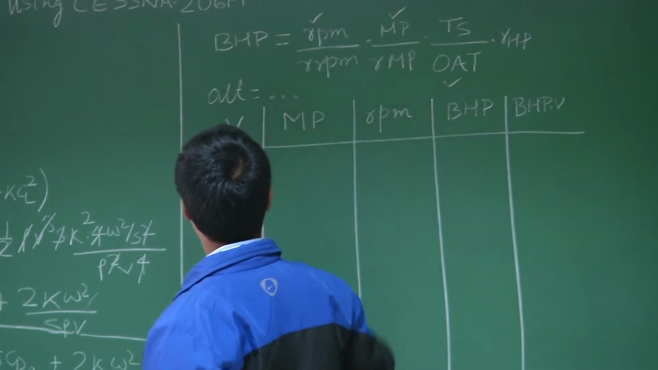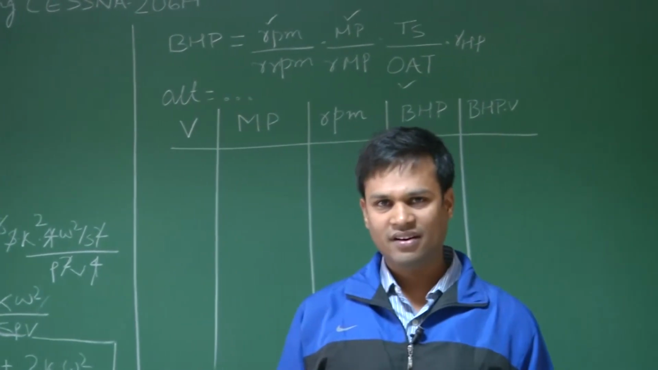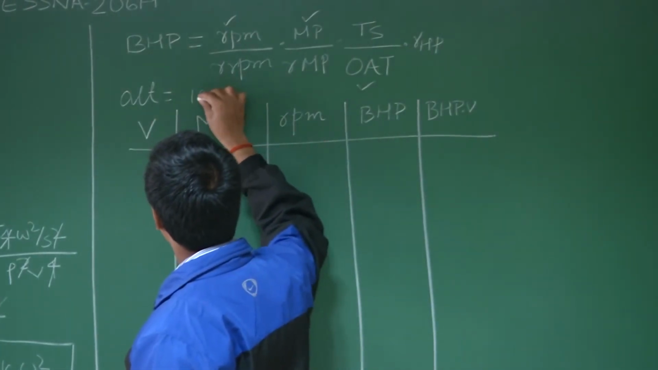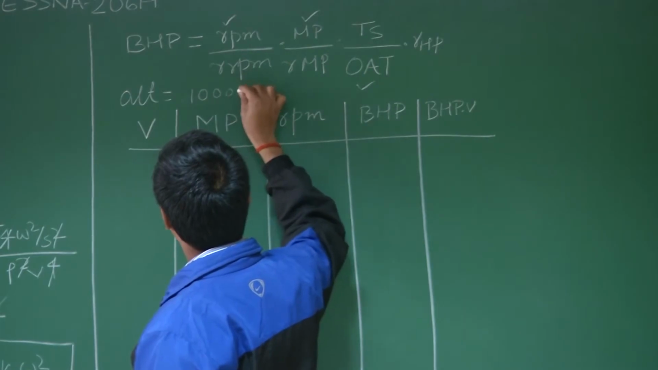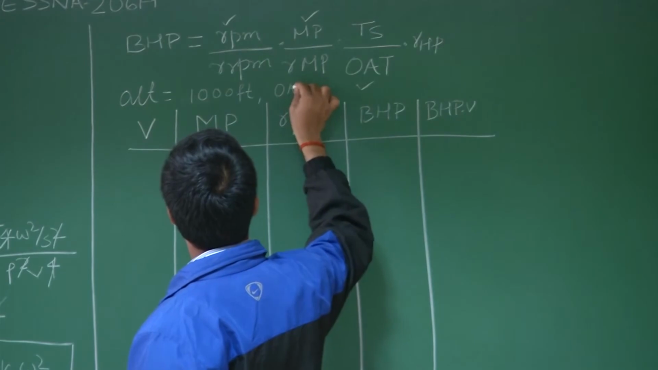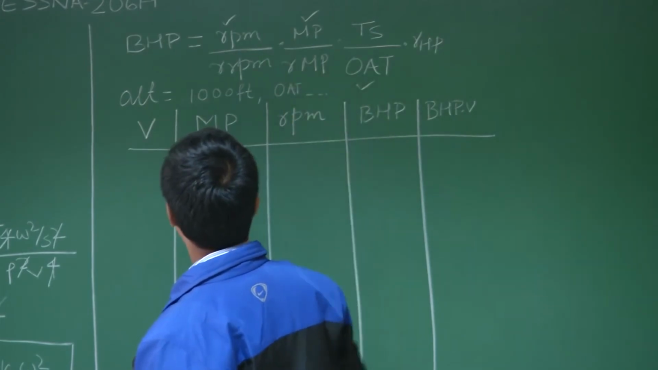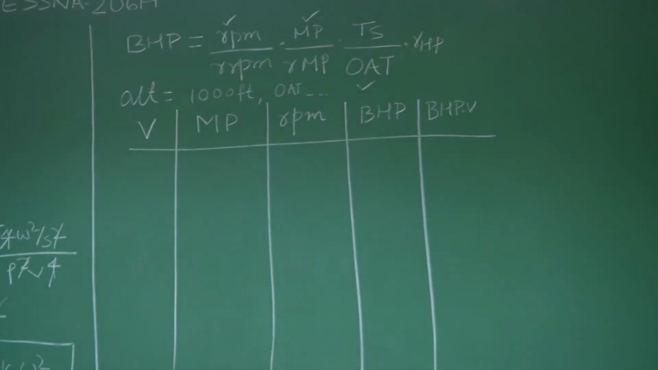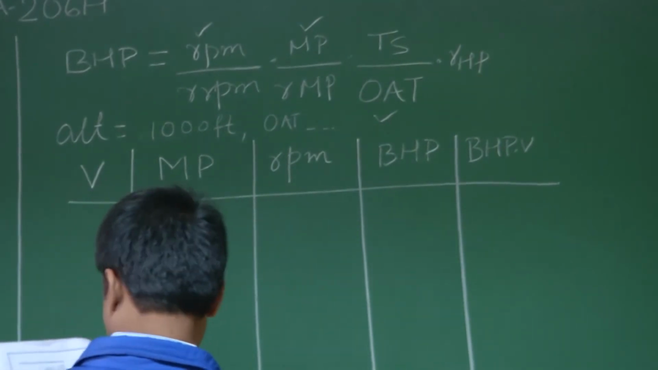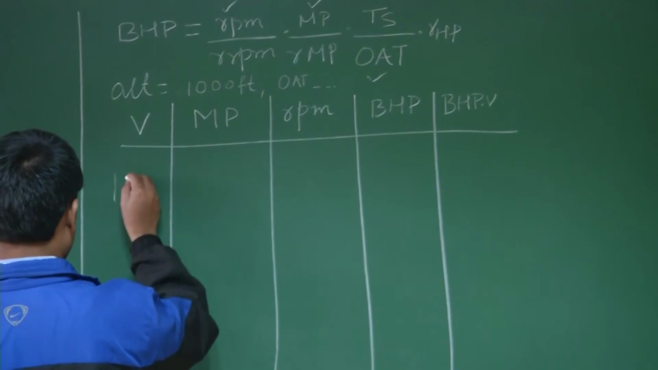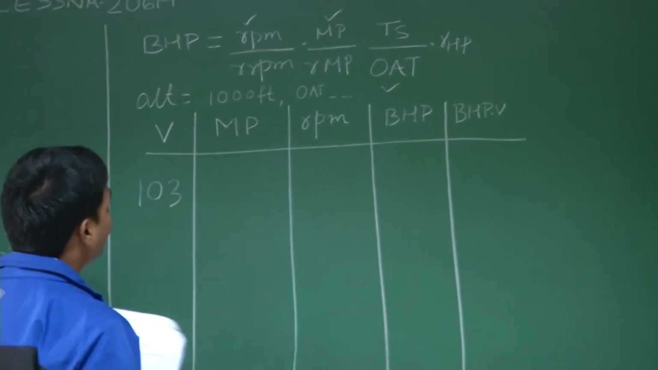Usually we fly at 300 meters, or roughly 1000 feet. So you can write 1000 feet. The aircraft usually flies at 1000 feet, and then you can note down the outside temperature, whatever it is. Just to give a reference, I'll show you one of the experiments done in this aircraft. One group of students performed it, and they noted down the velocity like this, 103. We have to be very careful about the unit.